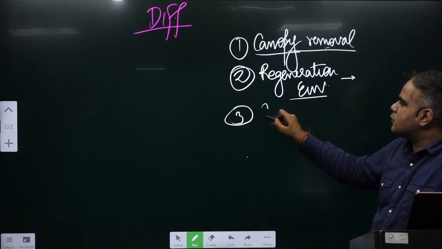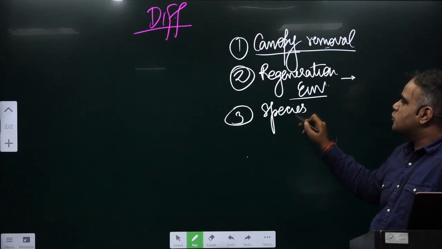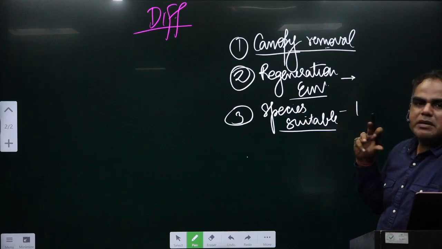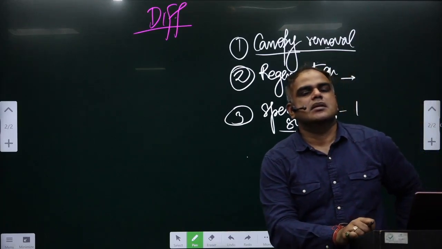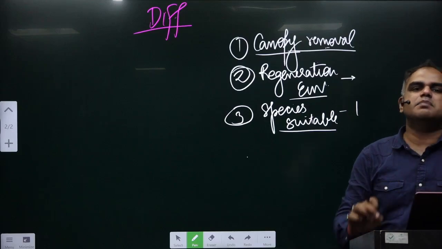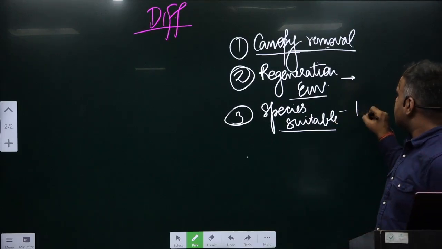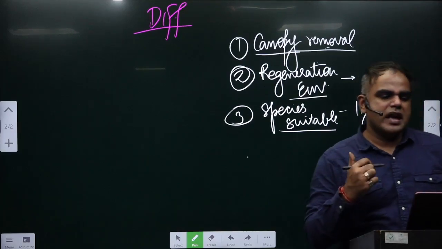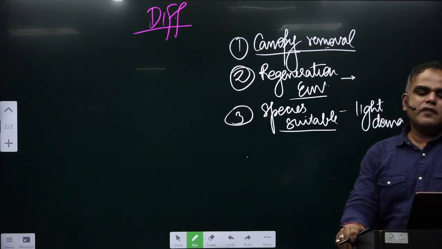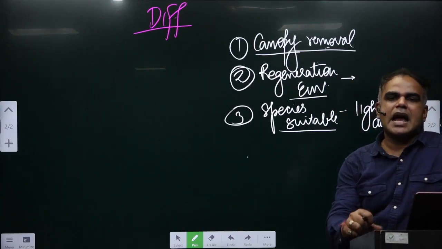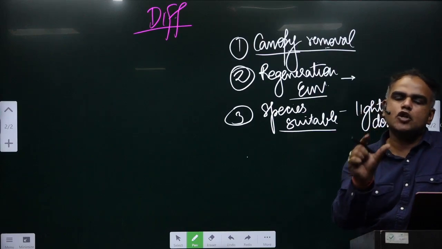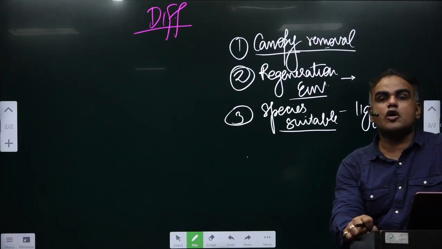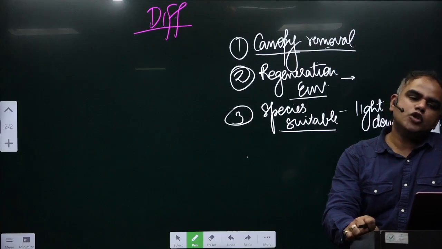Now the third point is very important: which species are suitable. For light demanding species, the clear felling system is better. Whereas if we want both light demanders as well as some moderately shade tolerant species, we'll go for the shelter wood system. It accommodates even the shade tolerant species.